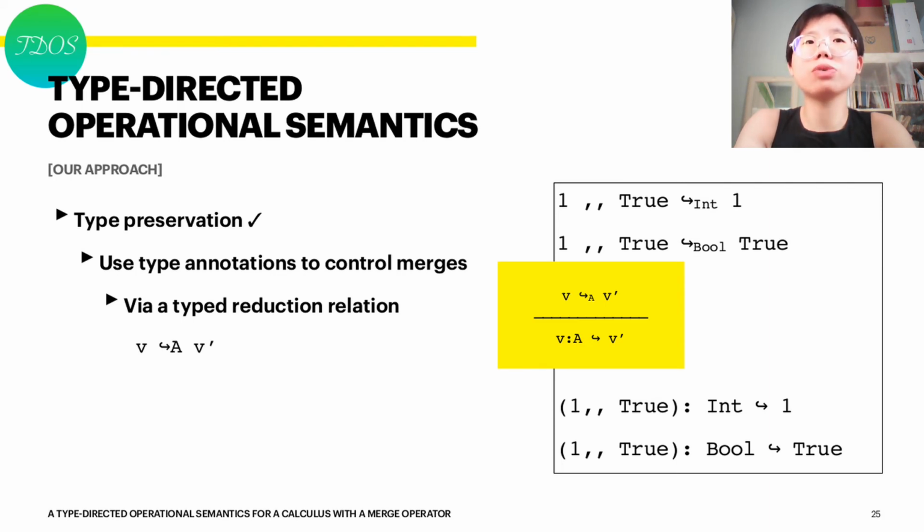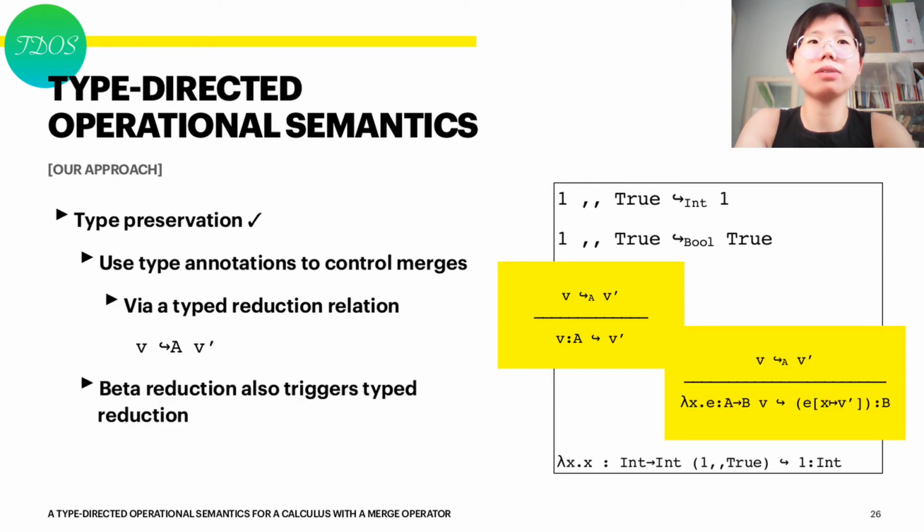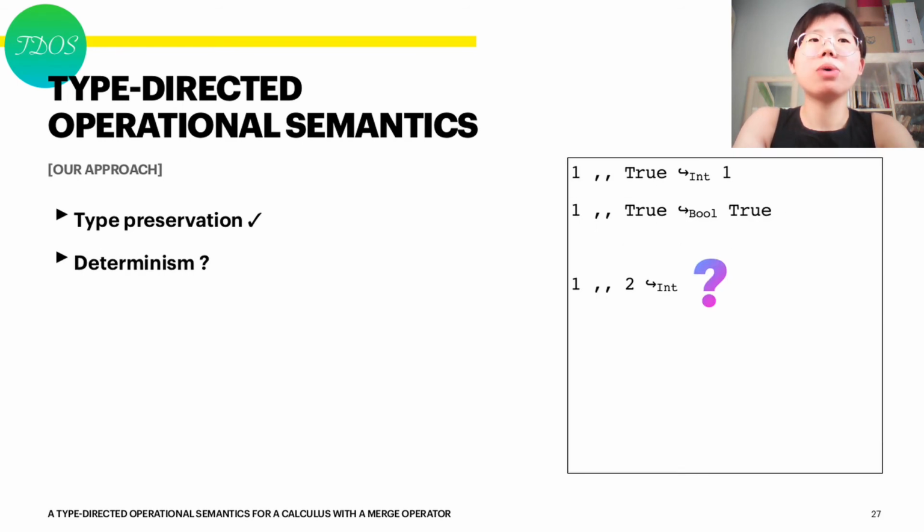Besides the annotation rule, our beta reduction rule also triggers type reduction, which filters the input value by the lambda's input type. So given a merge of 1 and true as the input, the identity function, when annotated with int to int, only takes the int part. However, with type preservation, the non-determinism problem remains.